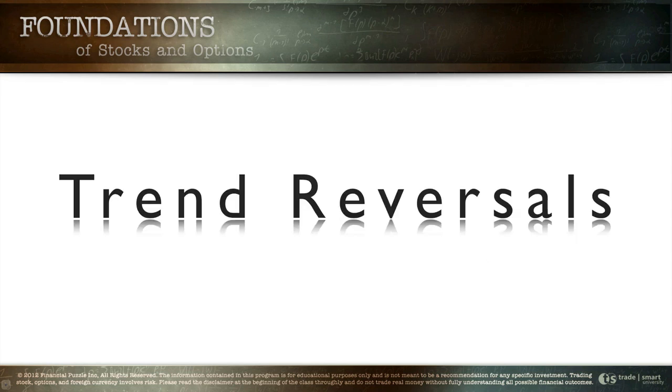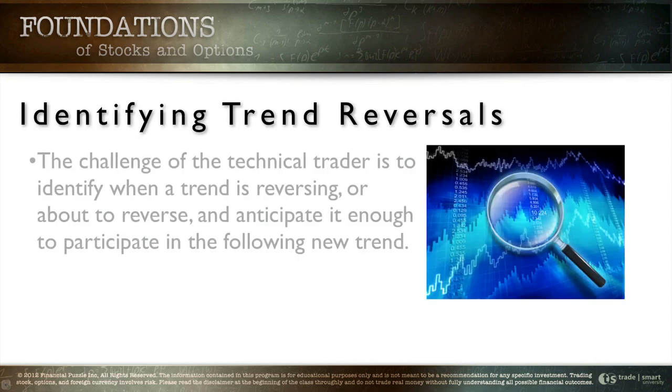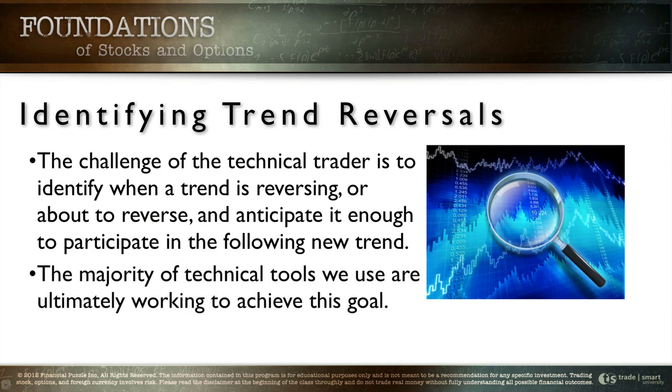Now, let's talk about the money. I've given you a lot of theory so far. We talked about the psychology of why trends behave. Then we talked about what the trend itself is and the peak and trough. Now, let's talk about the trend reversal, because this is where we make the money. The goal of you as a trader is to identify when a trend is reversing or when it's about to reverse, and to anticipate that reversal enough to participate in the following new trend.